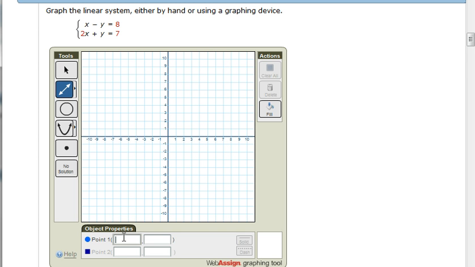So when x equals 0, y will equal minus 8, because 0 minus negative 8 is 8. And when y equals 0, x will equal 8. So there's our first line.